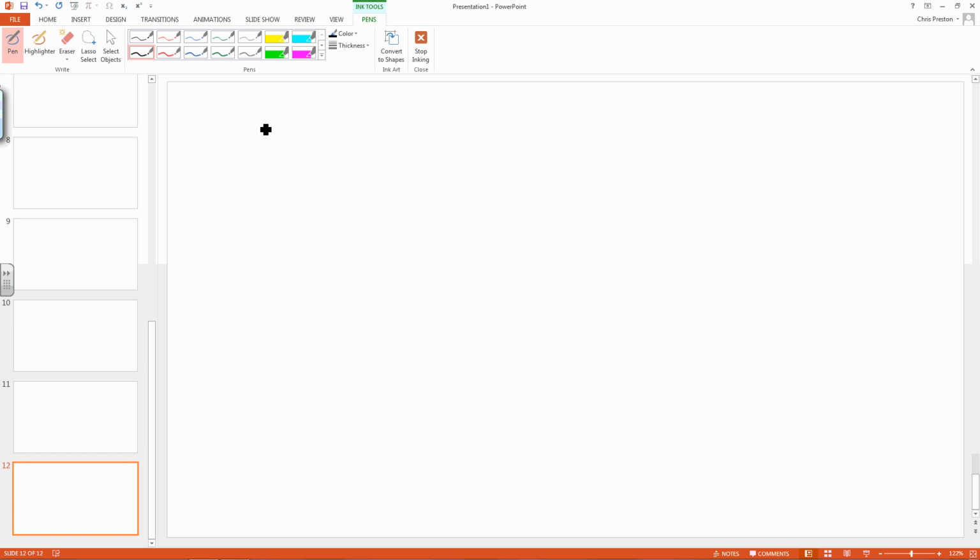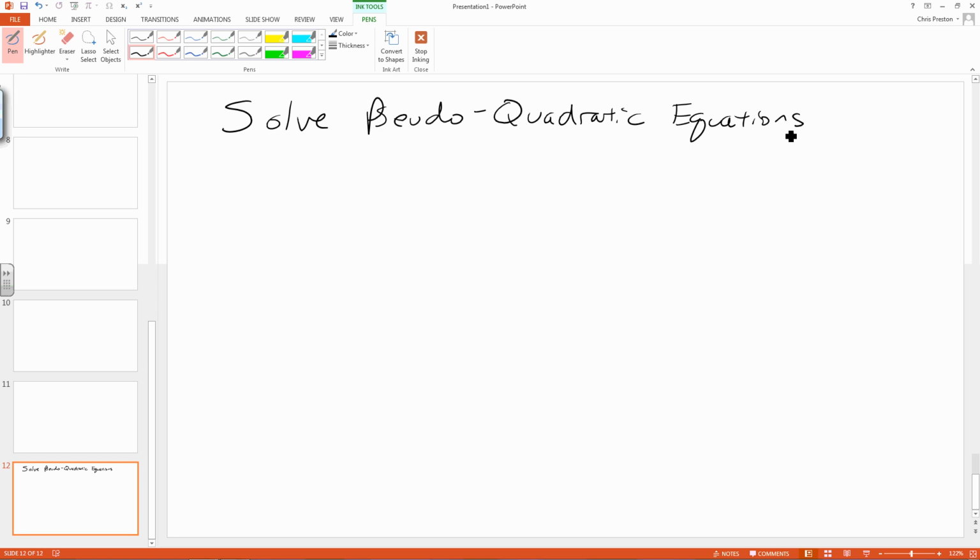Alright, we're going to look at solving pseudo quadratic equations. So what I mean by that is they fit the pattern of a quadratic, but they're not technically a quadratic.